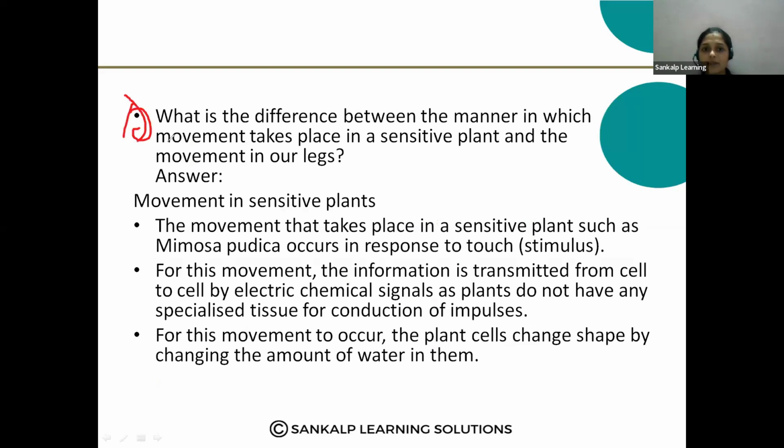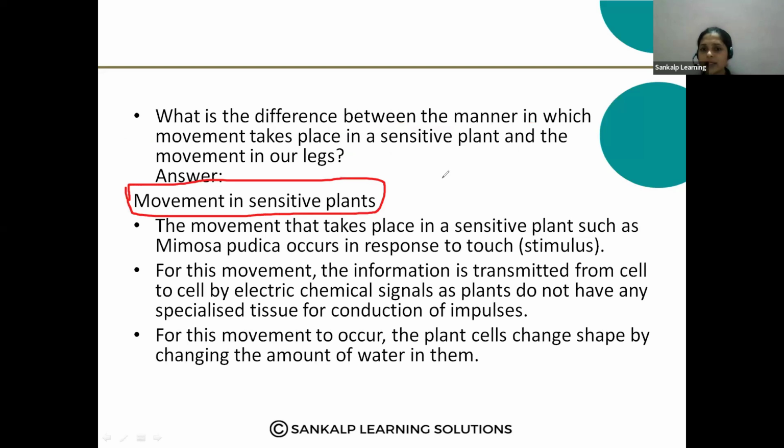So what is the difference between the manner in which movements take place in sensitive plant and the movement in our legs? So here, what they're asking, movement takes place in the sensitive plant, that is the touch me not plant, and the movement in our legs. So what is the difference you observe that you should write? First thing, movement in the sensitive plants. How do the movements in the sensitive plant like touch me not plant occur?